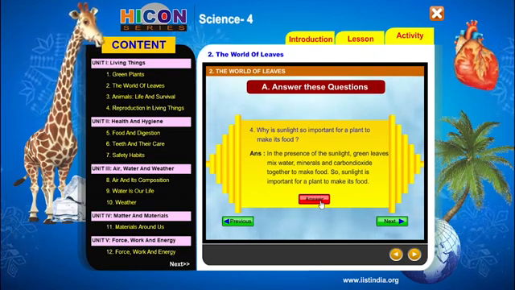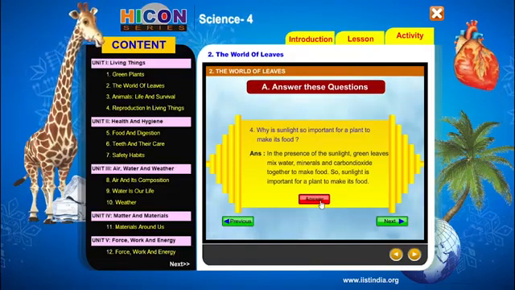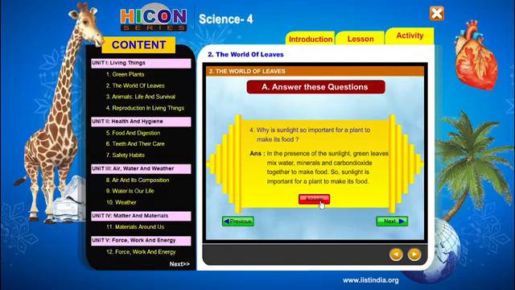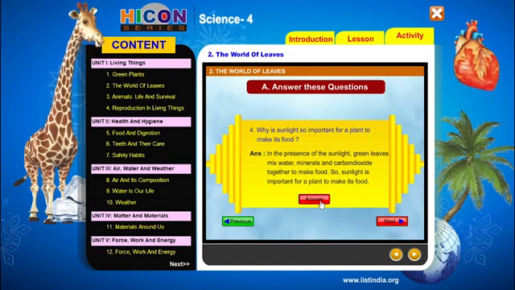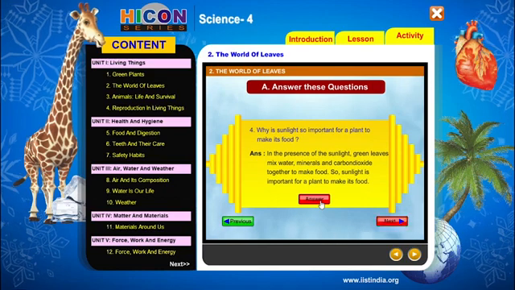So children, plants can prepare their food in the presence of sunlight only. If there is no sunlight, the plants cannot prepare their food. If you take a plant into a dark room and observe it for 2 or 3 days, it will become very pale, it cannot prepare its food, and it can even die. Why? Because if there is no sunlight, it cannot prepare its food.